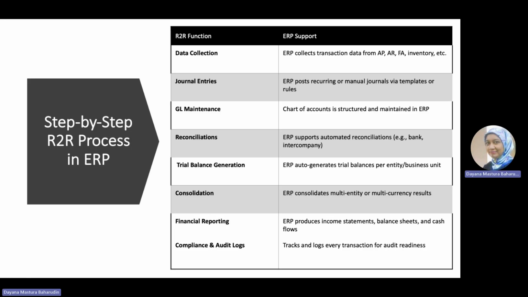Reconciliations: ERP supports automated reconciliations such as bank and intercompany reconciliations. Trial balance generation: ERP auto-generates trial balances per entity or business unit. Consolidation: ERP consolidates multi-entity or multi-currency results. Financial reporting: ERP produces income statements, balance sheets, and cash flows. And finally, compliance and audit logs: it tracks and logs every transaction for audit readiness.